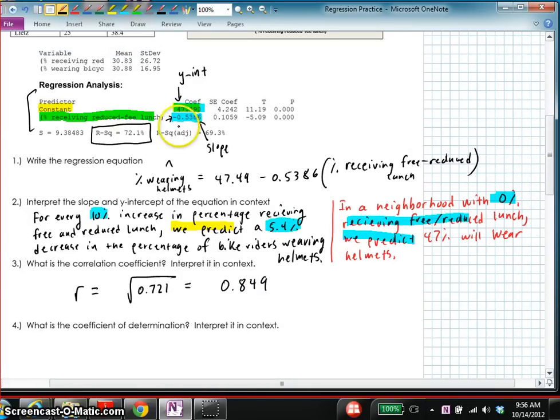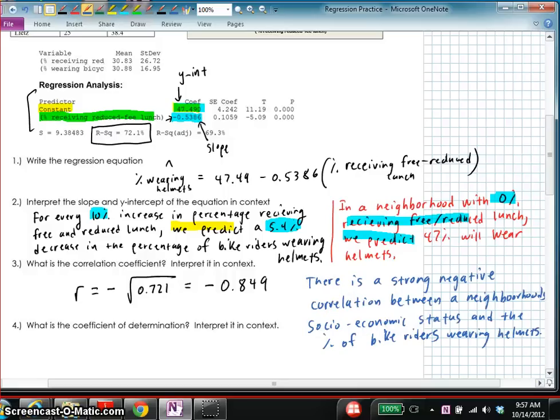Now, this is not correct yet. We need to pay attention to the fact that there's a negative association, and we can see that with the slope here. So actually r is the opposite of the square root of 0.721, and so we get negative 0.849. That's the correlation coefficient. Let me write a quick interpretation of that. Remembering that the correlation coefficient measures the strength and the direction of the linear correlation between the variables, we can write an interpretation that says there's a strong negative correlation between neighborhood socioeconomic status and the percentage of bike riders wearing helmets. Make sure you don't interpret this as a percentage. That's really important. It's simply a number between -1 and 1.